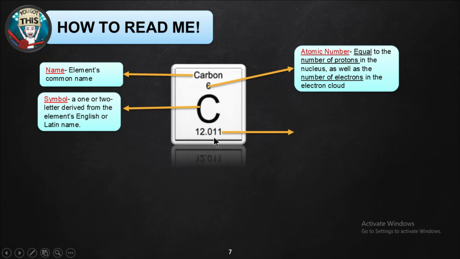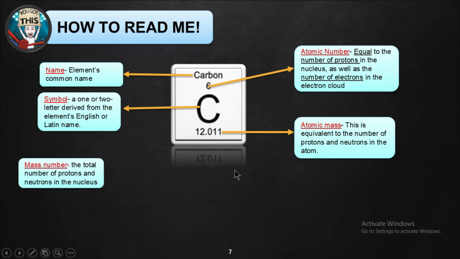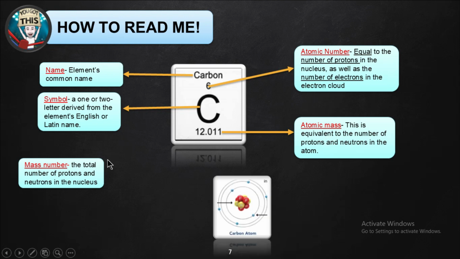Next one is itong nasa baba. That is what we call the atomic mass. Atomic mass, that is equivalent dun sa number ng protons and neutrons na makikita dito sa carbon atom. At yung mass number ay parehas lang naman kay atomic mass. Don't be confused. Mass number, that is the total number of protons and neutrons na makikita dun sa nucleus ng isang atom. So halimbawa ito si carbon atom, ito yung kanyang schematic structure or diagram.